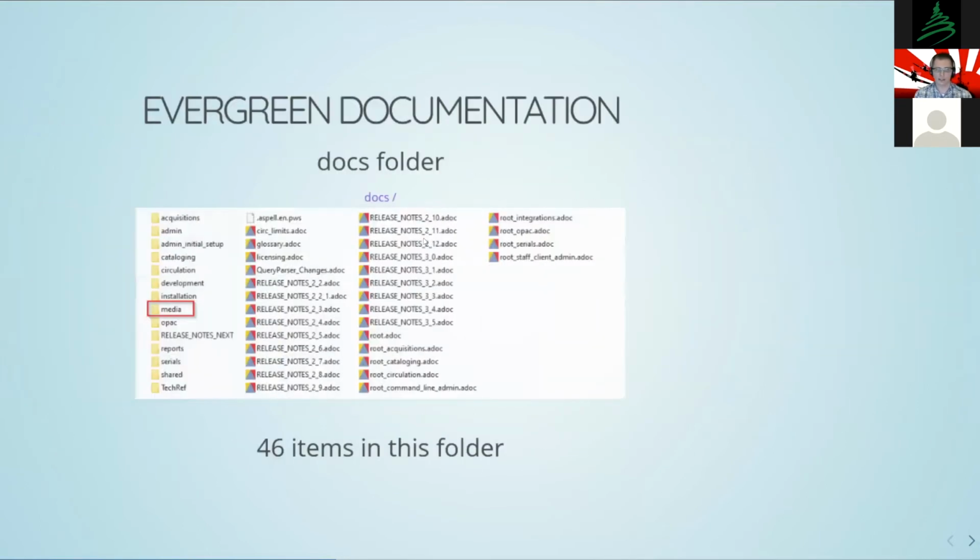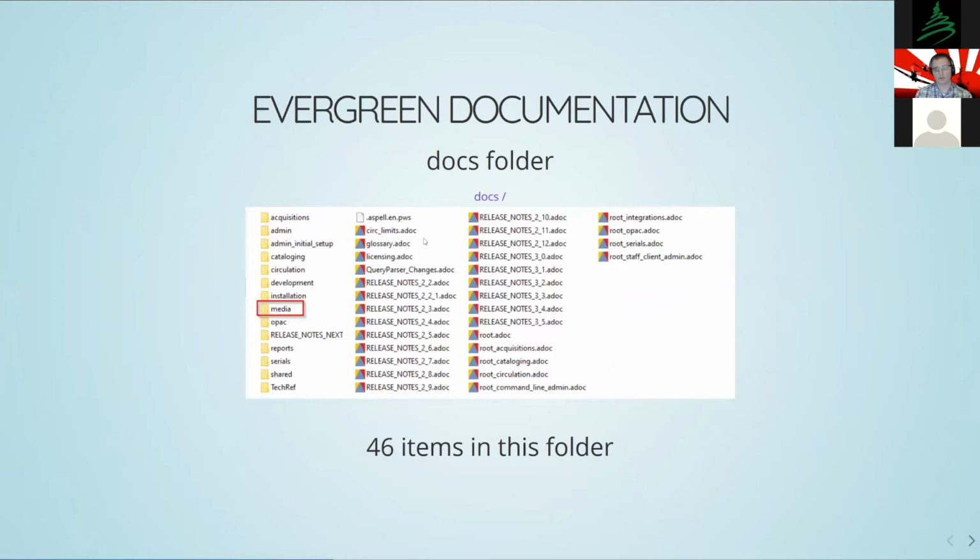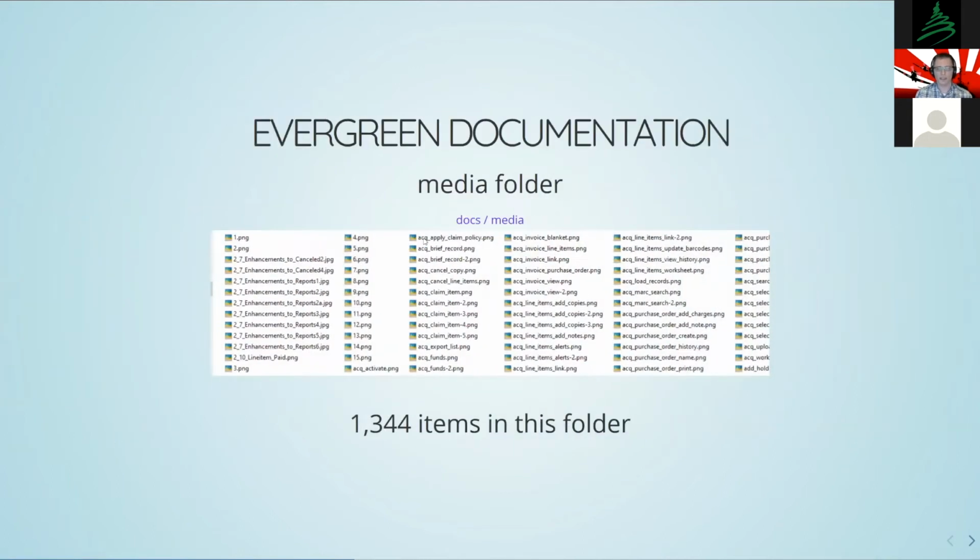Now, I should have called out that the media folder I've highlighted here is for the next slide, so you understand that I'm going to double click on the media folder and show you the contents of it. That folder is somewhat special. This is the media folder. There are 1,344 items in this folder, and these are all of the pictures that are referred to throughout the Evergreen documentation. It's quite a lot of files. Most of them are labeled aptly with a prefix, ACK for acquisitions and so on.